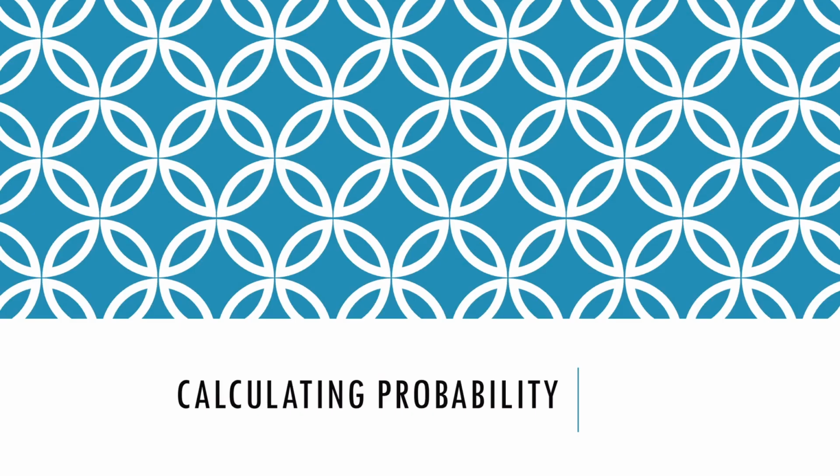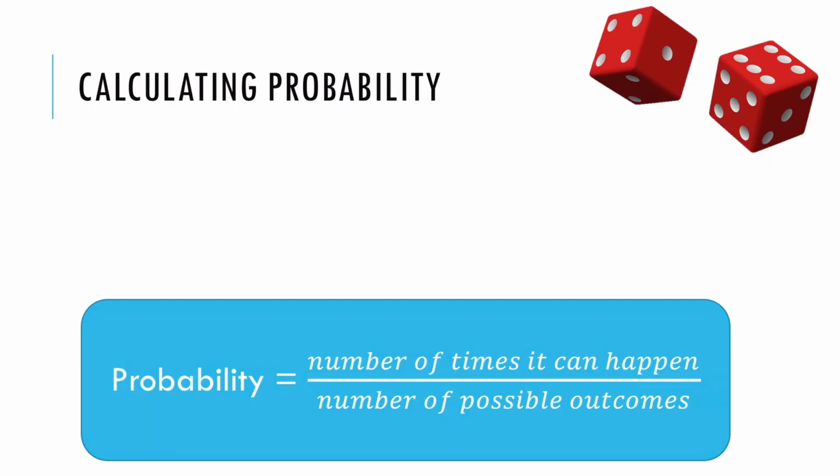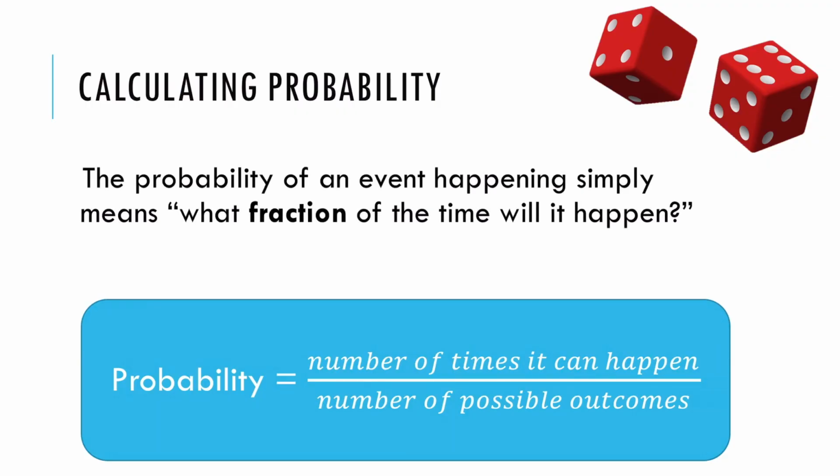So let's look at how we calculate probability as a fraction. The probability of an event happening simply means what fraction of the time will this event happen. How we calculate this is on the top of the fraction we have the number of times it can happen, and on the bottom of the fraction we have the number of possible outcomes, and this will make more sense when we look at this in examples.